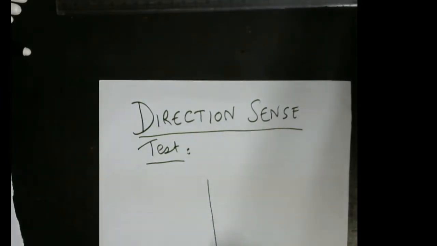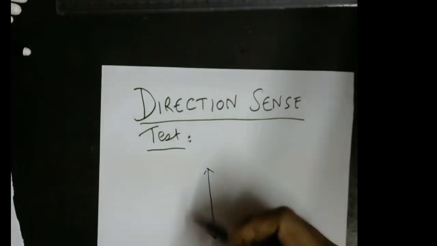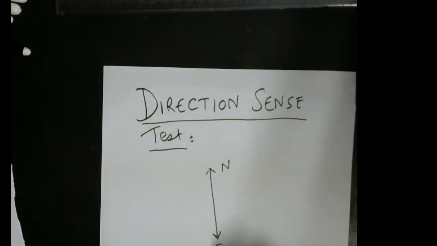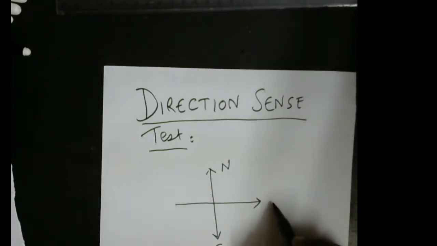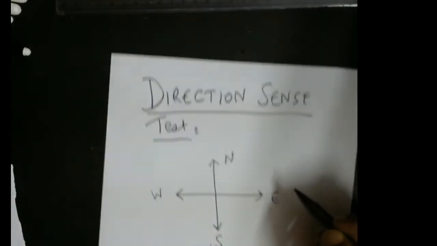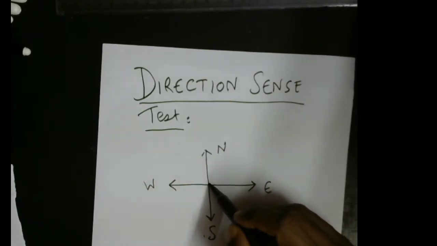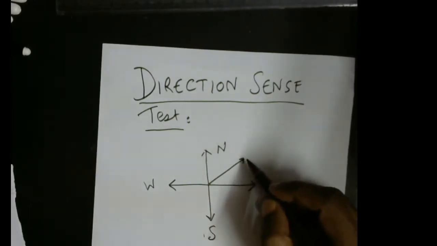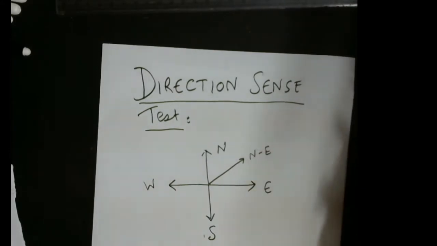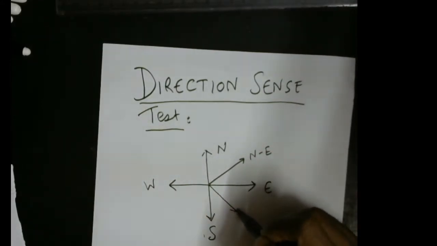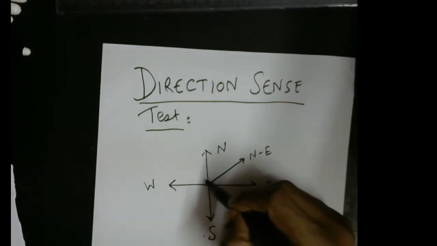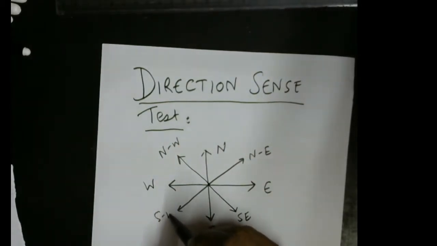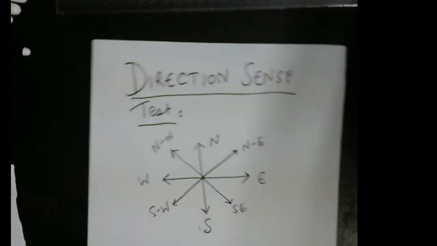present, like that. So the basic directions are: the upper side is north, the lower side is south, this side is east, and this side is west. Now we have four more sub-directions. Dividing north and east equally gives northeast. South and east divided is southeast. Similarly, this is northwest, and this direction is southwest. So we have a total of 8 directions in our direction sense test.